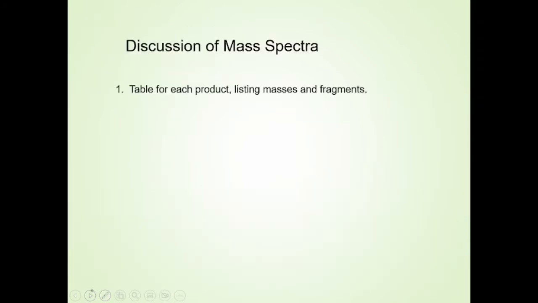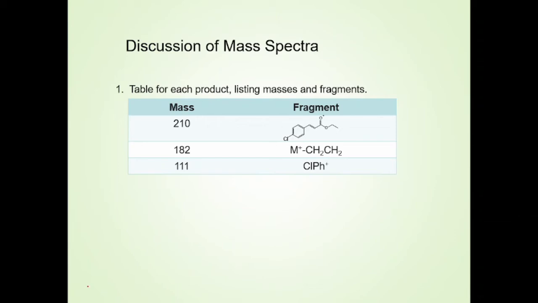All right, when you're discussing the mass spectrum, you do need to have a table. It says for each product, cancel that. You need to have a table listing the masses and fragments. Again, you're going to get exactly the same table for the cis as you would for the trans, so there's no point in putting it in twice. One table is sufficient. And you'll have then two columns, one with the masses from the peaks, and the other one identifying the fragment.